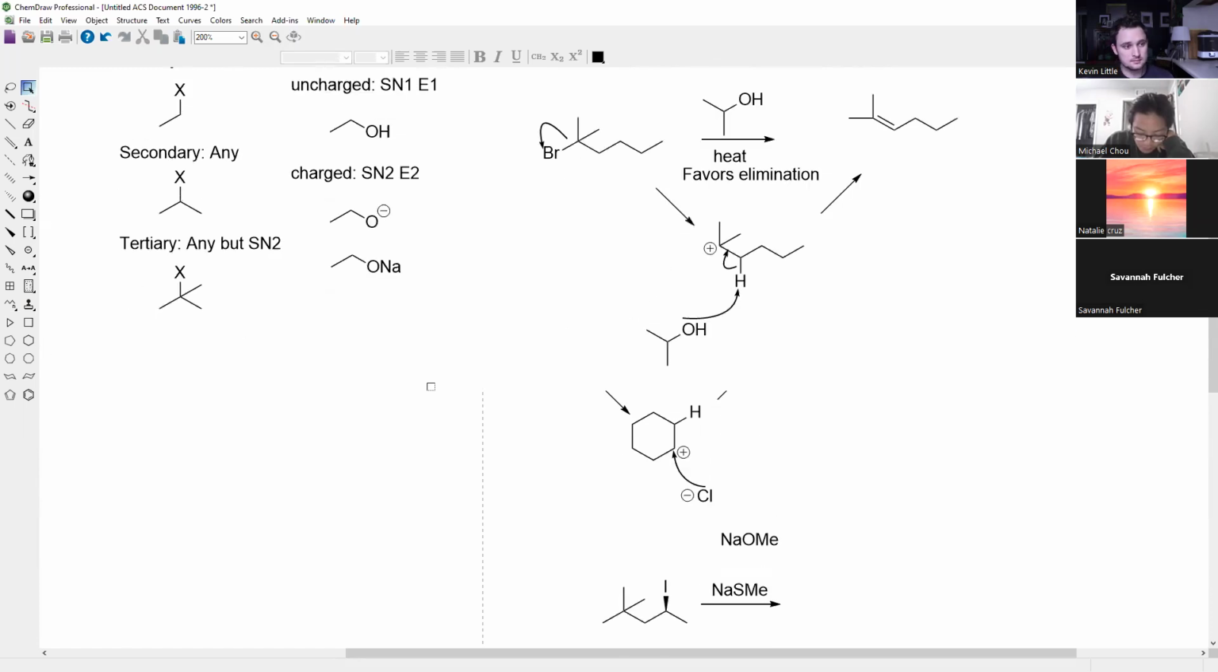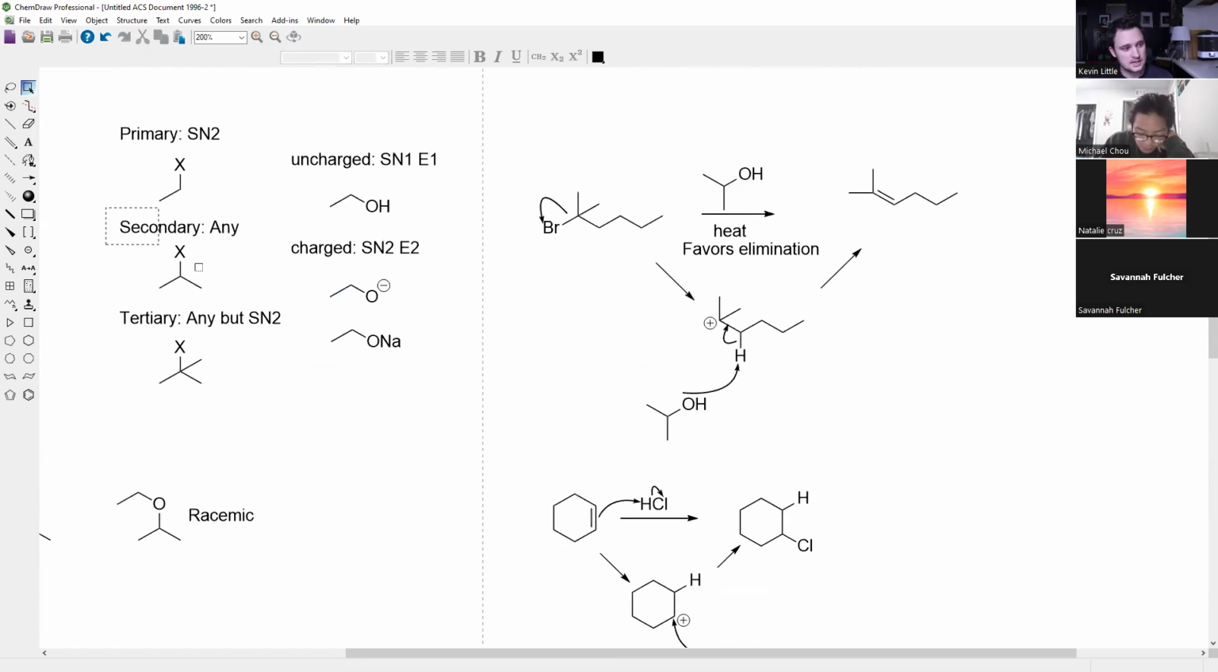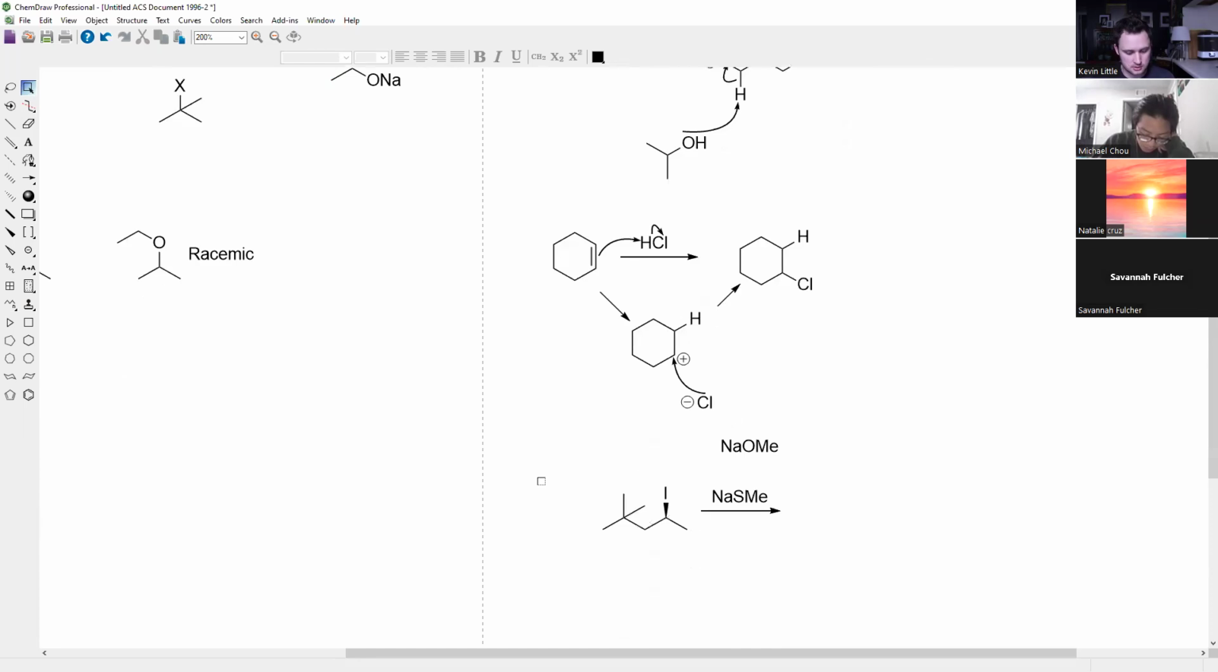So since it's secondary, it could be any, and now I know it could be SN2 or E2. I'm stoked if you can get to this level. If you get here and you're not sure if it's elimination or substitution, we've gotten to a good point. You're going to get some partial credit on this.